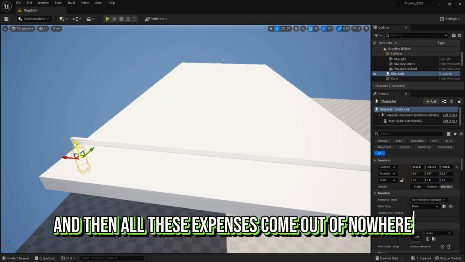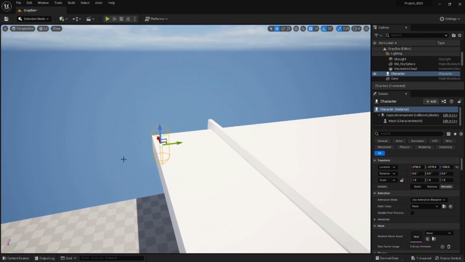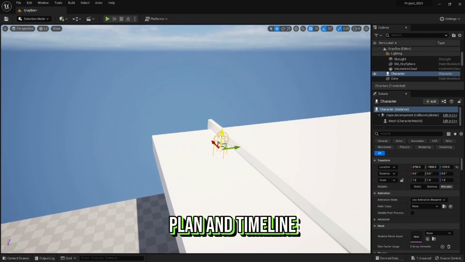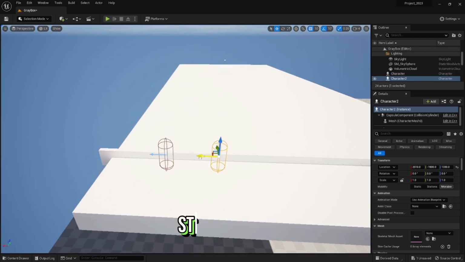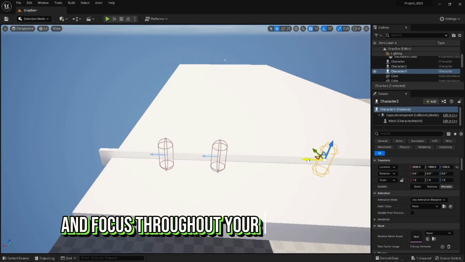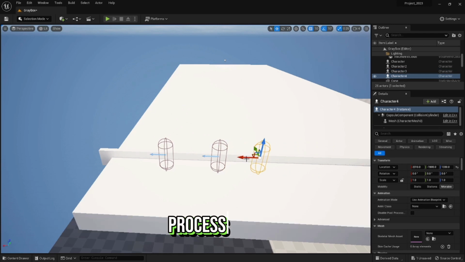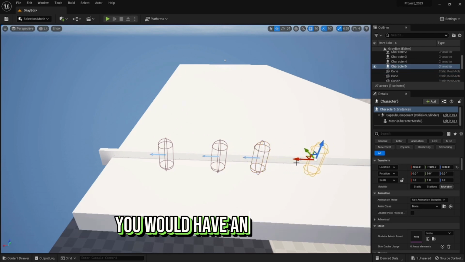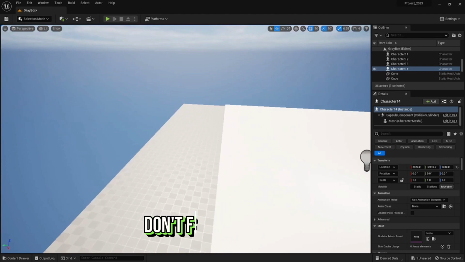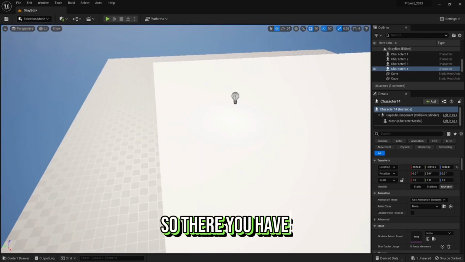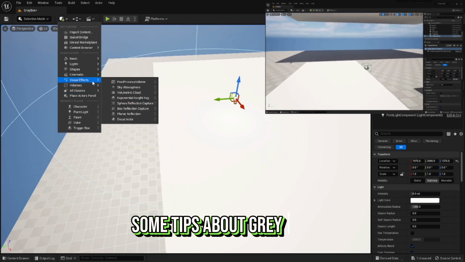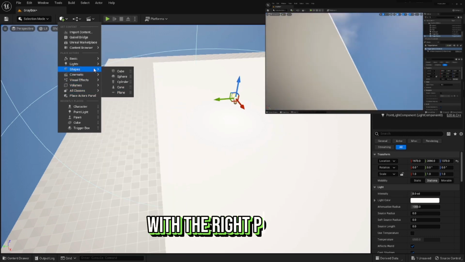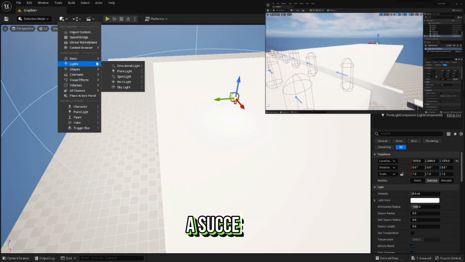So, like I said, create a project plan and timeline, include milestones and deadlines, plan your game, and stay organized and focused throughout your whole development process. And boom, you would have an amazing game. And obviously, don't forget to graybox. So there you have it. A little bit of involvement from me, some tips about grayboxing in Unreal Engine 5. With the right planning and strategy, you can create a successful indie game.